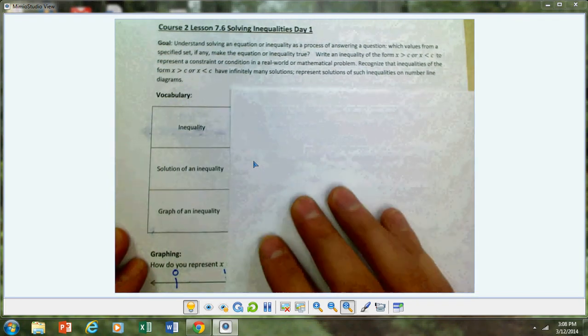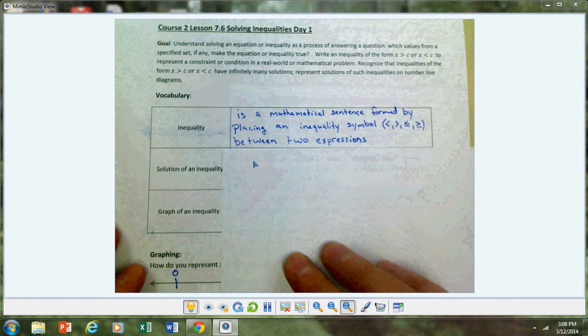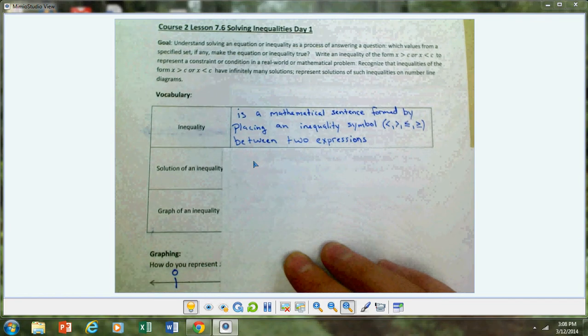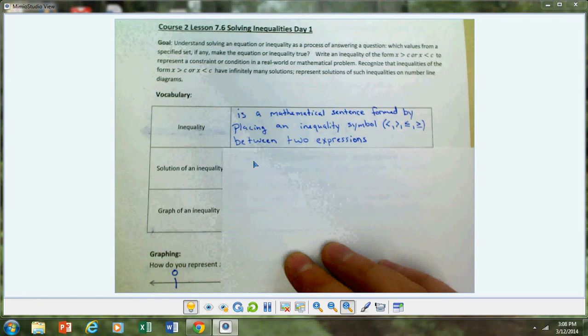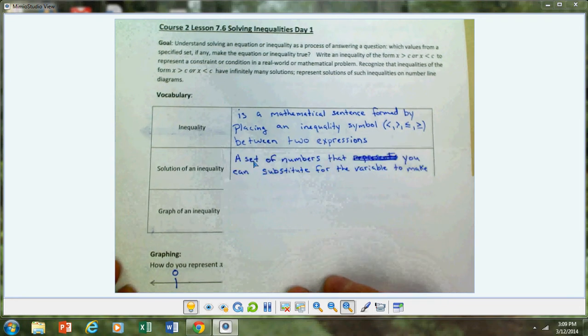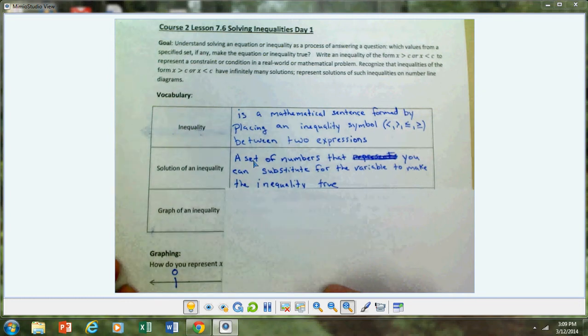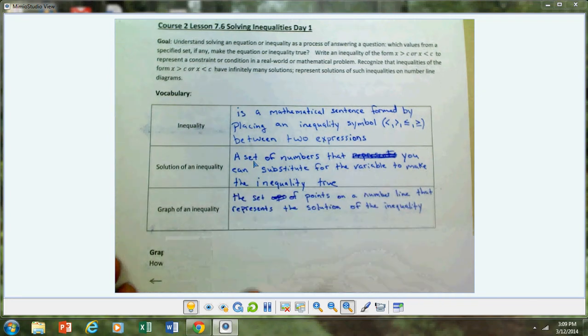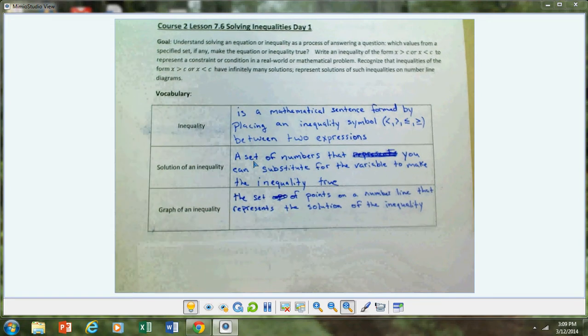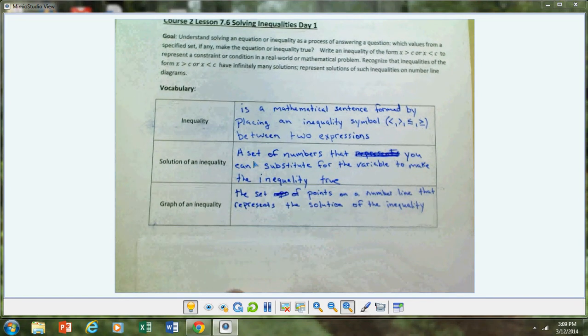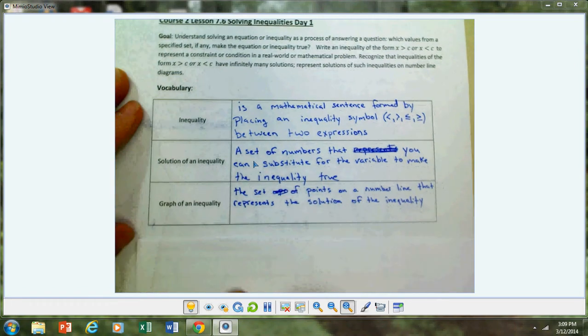So an inequality itself is a mathematical sentence formed by placing an inequality symbol, less than, greater than, less than or equal to, greater than or equal to, between two expressions. The solution for that inequality is a set of numbers you can substitute for the variable to make the inequality true. And then when you graph the inequality, it's a set of points on a number line that represents the solution of the inequality. So go ahead, pause the video for a second so that you can fill in the definitions for these three vocabulary terms. Once you're done filling in the definitions, make sure that you hit play and we're ready to go.